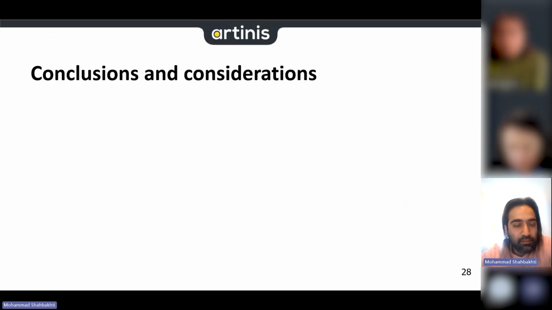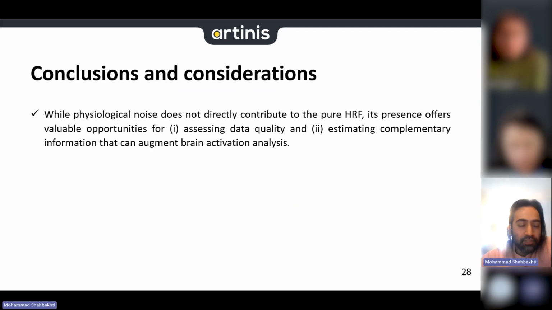Okay, so let's go to the conclusion and finish our talk. First of all, it's correct that physiological noise is annoying when we're dealing with HRF. But its presence provides valuable opportunities. First, we can use it for data quality assessment, which is really important for lots of research. It's really difficult to manually assess the data if you have a very long recording, for example half an hour. Thanks to the existence of cardiac pulsation, our algorithm can do that automatically without wasting your time.